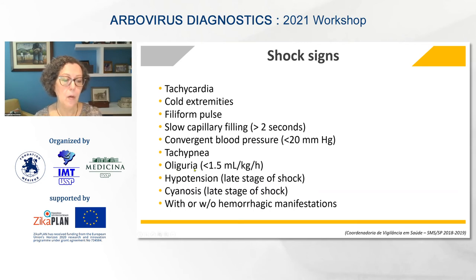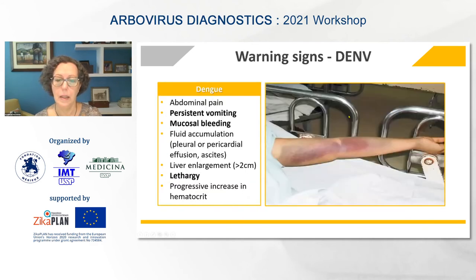Tachypnea, oliguria, hypotension, cyanosis, with or without hemorrhagic manifestations. So even if the patient has no sign of bleeding, but they have any other of these signs, these are signs of shock and characterized as D, and the patient has to have immediate assistance.